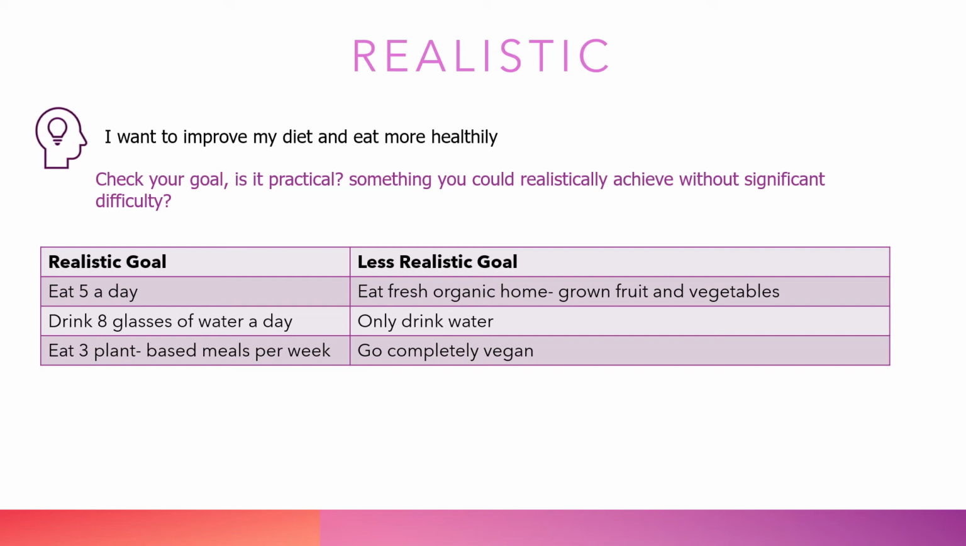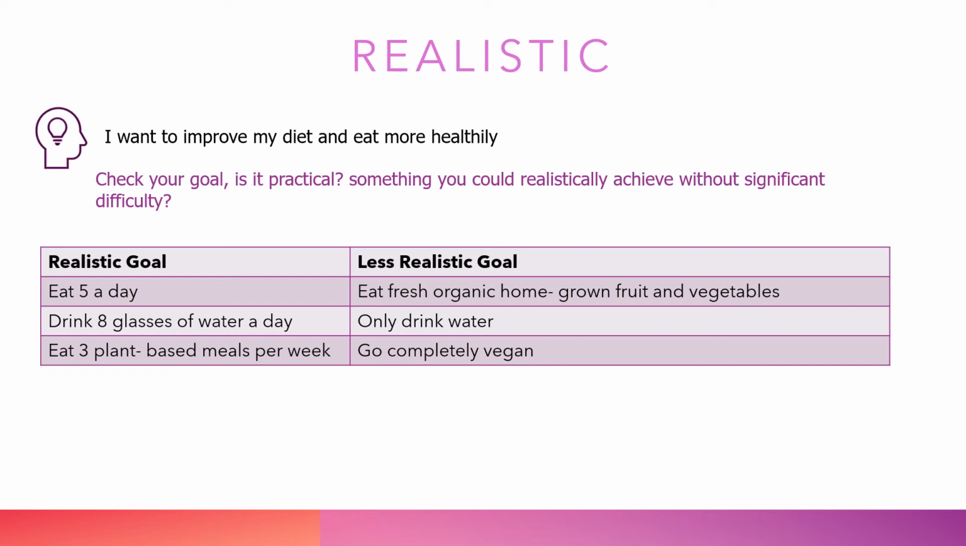So we've got our less realistic examples here as well, of eating only fresh, organic, homegrown fruit and vegetables, only drinking water, and being completely vegan. My goodness, what a saint. Yeah, so those things are at the extreme end of the scale. These are the land of good intentions without looking at the practical aspects, the realism of our goal. So really look very hard at this stuff.